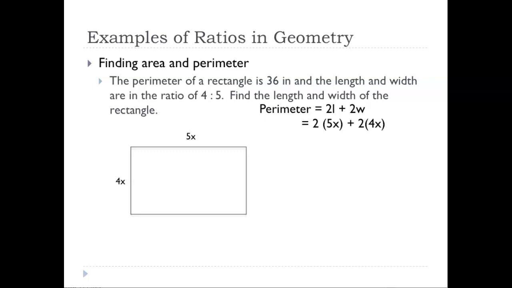And since we're told that this is equal to 36, we can simply set this equal to 36. So this is 10x plus 8x equals 36. So we have 18x equals 36, and solving that, we get x equals 2. Now remember, this problem is asking you to find the length and the width of the rectangle, so we'll have to plug 2 back in for x.